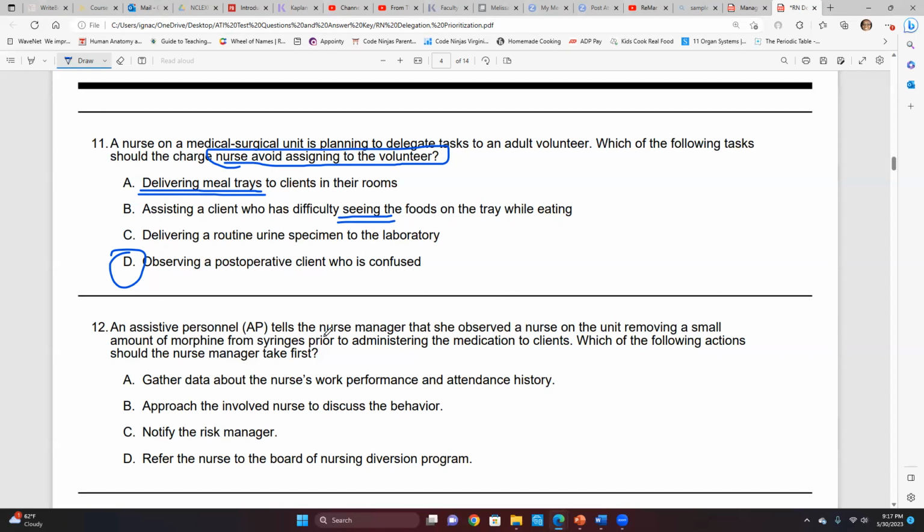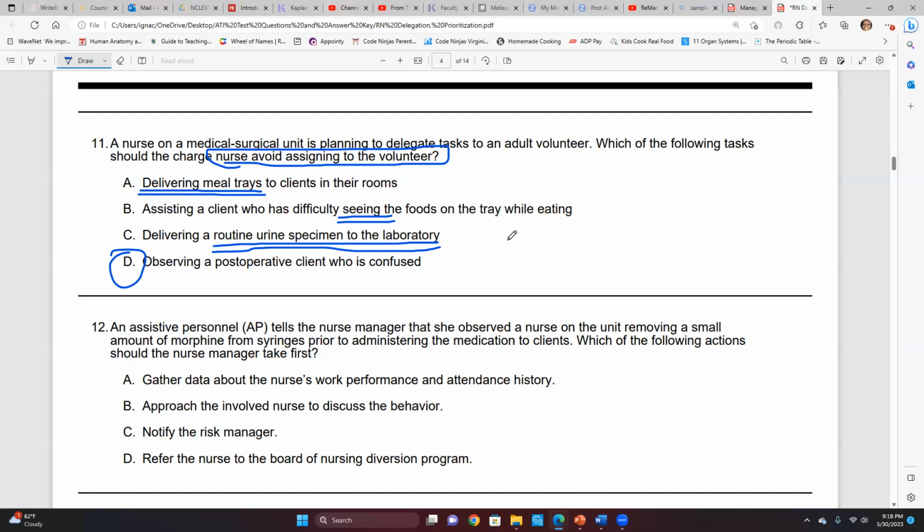Now, delivering a routine urine specimen to the lab, yes, the volunteer could walk that down. That's okay, because just anybody could do that, right? Take this bag to the lab. It doesn't necessarily have to be a staff member. Now I haven't really seen volunteers do that in a healthcare setting. I've seen volunteers bring flowers, maybe water pitchers, that kind of thing.